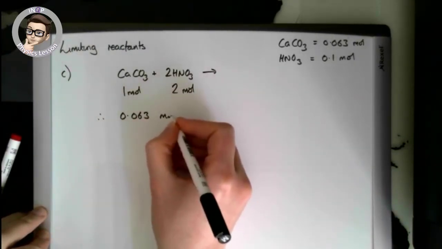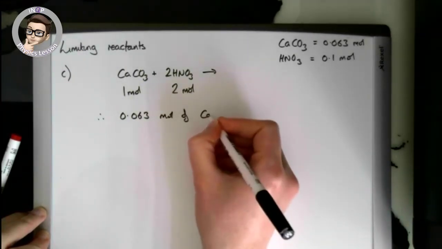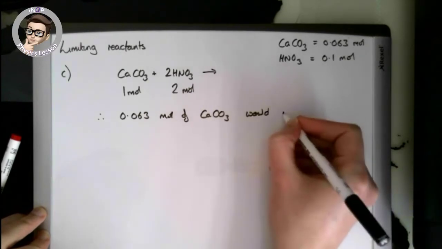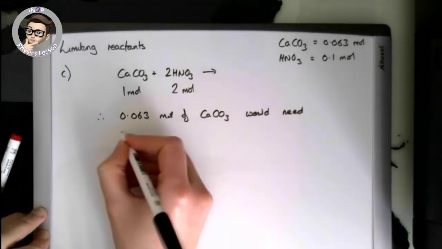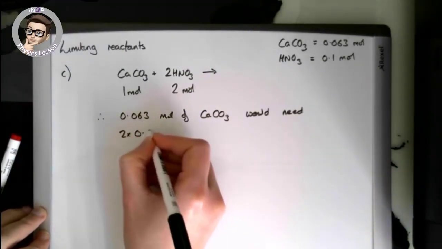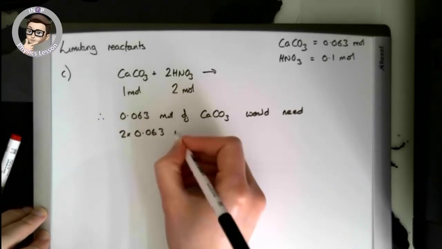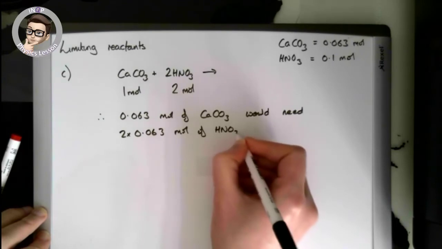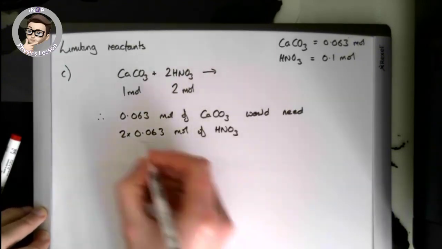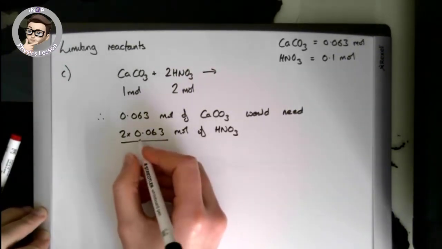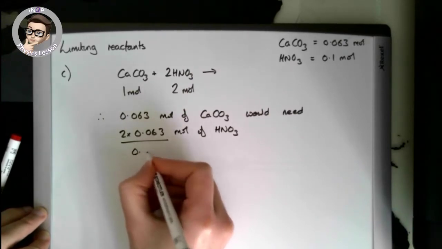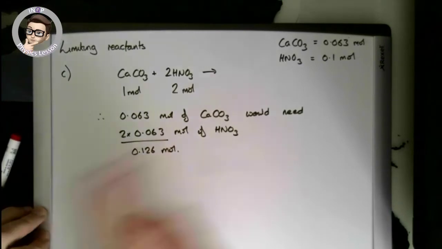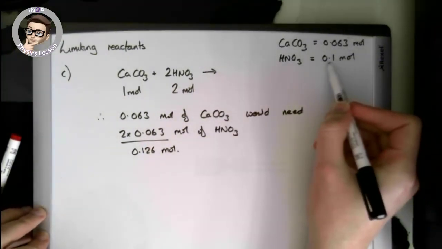0.063 mole of CaCO3 would need 2 times 0.063 mole of HNO3. And 2 times 0.063 is going to be 0.126 mole. But we only have 0.1 mole.